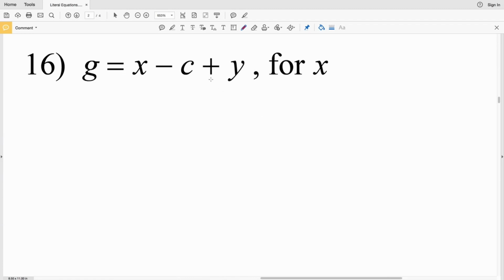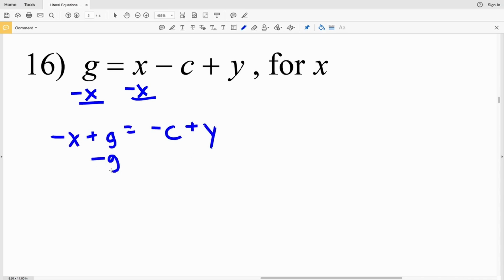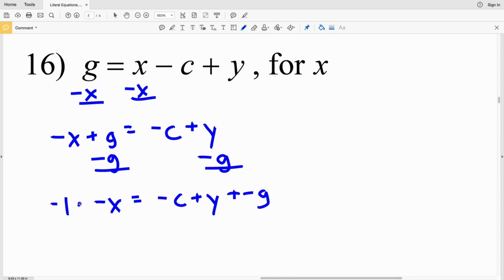In number 16, we're solving for x. Let's do this by moving x to the other side at the start. So we'll have negative x plus g equal to negative c plus y. Then subtract g from both sides. When we do that, we'll have negative x equal to negative c plus y plus a negative g. However, we do not want this x to be negative. We want it to be 1x, not negative 1 times x. So we're going to multiply everything by a negative 1.